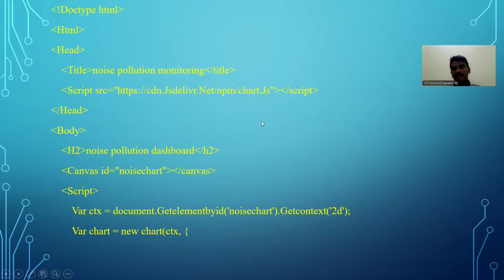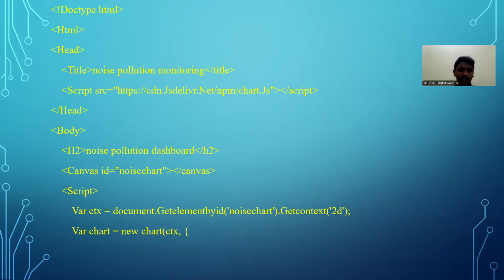Now we're going to discuss the HTML, how we're going to implement the front end for this noise pollution monitoring system. The HTML code is for the noise pollution monitoring system dashboard that displays a chart using Chart.js to visualize the noise level over time. In this HTML, we will be describing the HTML5 document, setting the title as noise pollution monitoring, and also including Chart.js from the JS developers CDN to create the chart.